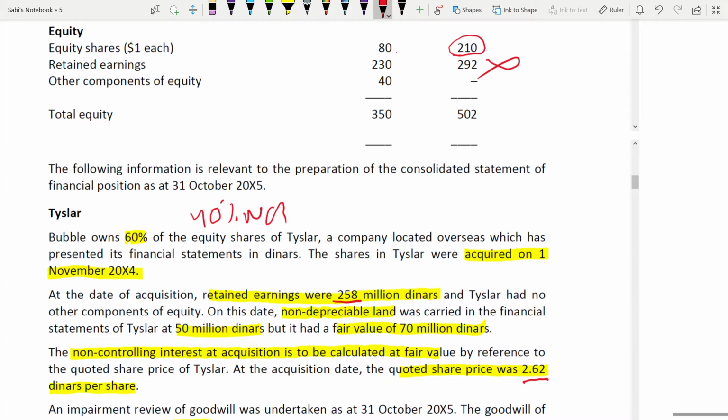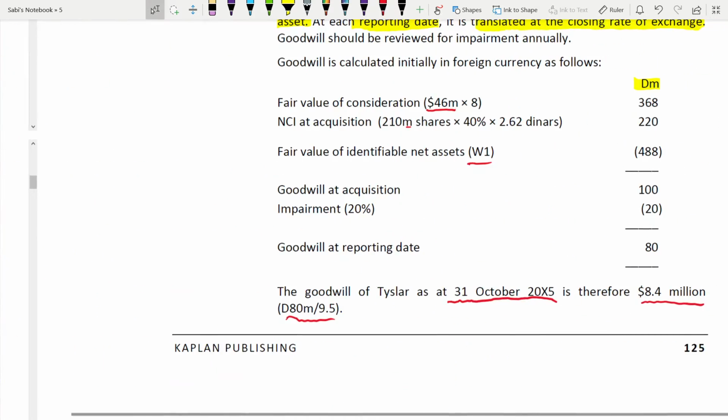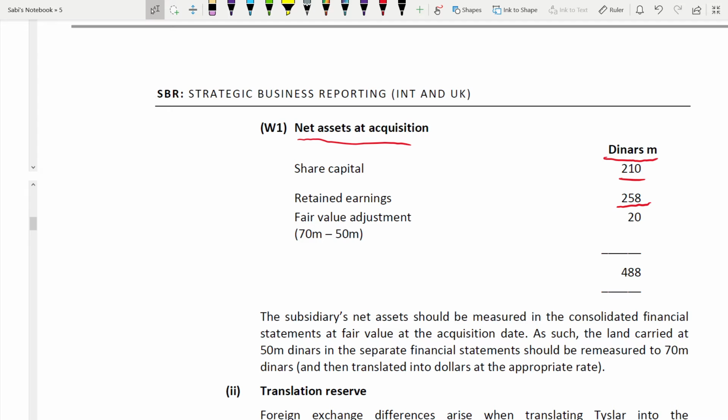What is the retained earnings? 258. And what is the difference? 70 and 50. The difference we are taking as the fair value adjustment. So that 20 we are taking here. 70 million, 50, they have shown in the bracket. For this, a separate working is not there. You can show it in the bracket itself. Therefore, add all and 488.